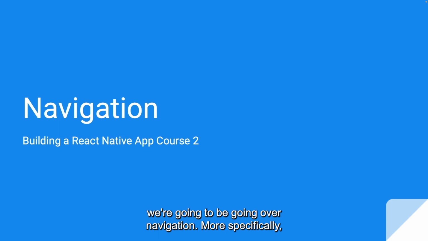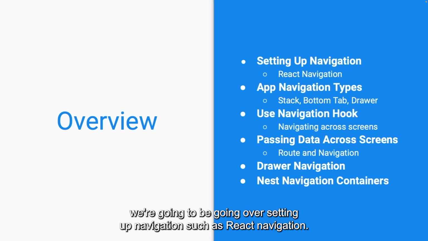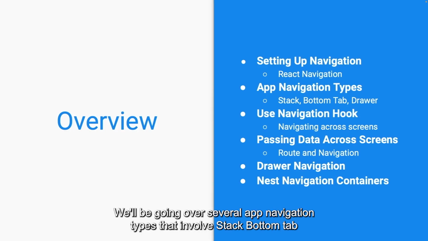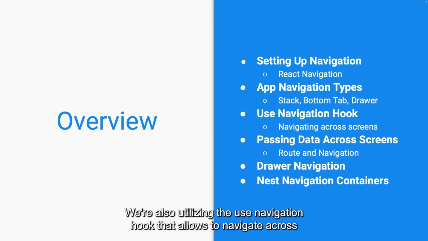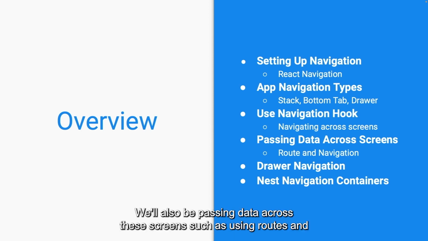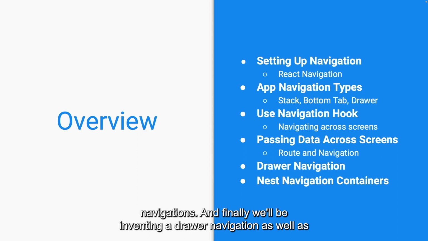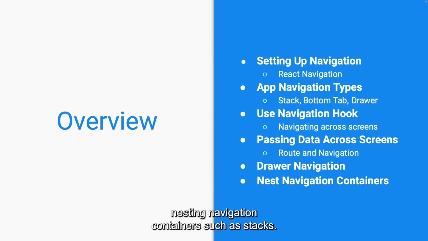In this course, we're going to be going over navigation. More specifically, we're going to be going over setting up navigation, such as React Navigation. We'll be going over several app navigation types that involve stack, bottom tab, and drawer. We'll also be utilizing the use navigation hook that allows us to navigate across screens. We'll also be passing data across these screens, such as using routes and navigations. And finally, we'll be implementing a drawer navigation as well as nesting navigation containers such as stacks.